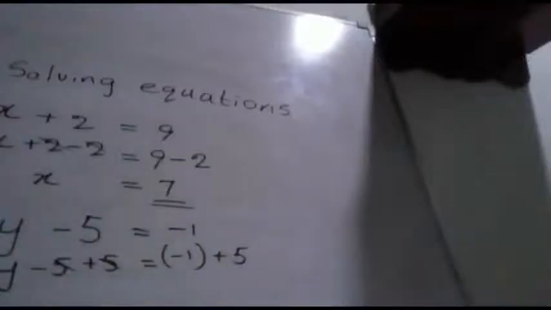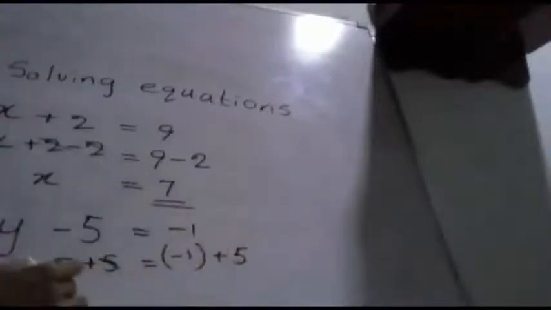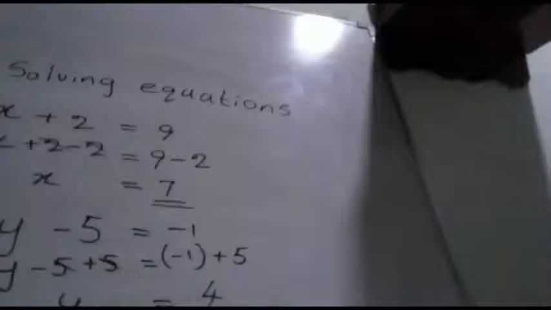We take this 5 to the right hand side. Here subtract 5 plus 5. y is equal to 4. Here negative 1 plus positive 5. Then 1 is subtracted from 5, which is 4. y is equal to 4 is the answer.